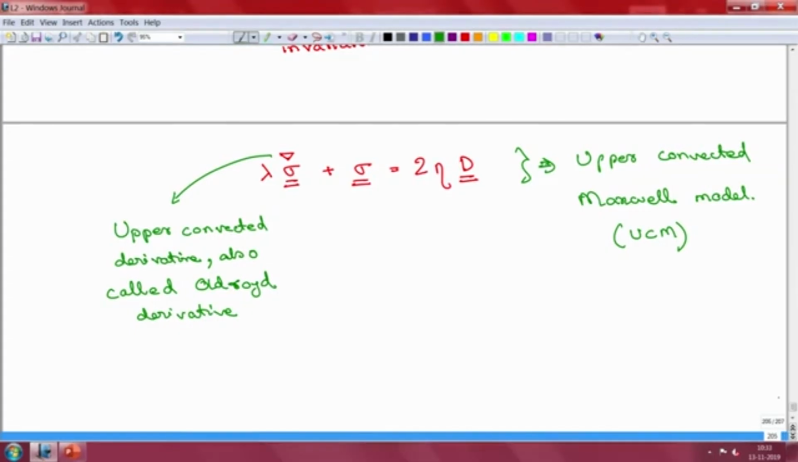Okay. So, with this we will end our discussion on the various Maxwell models and the constitutive equations, because from here on, if you have to go on, you need a more advanced course.